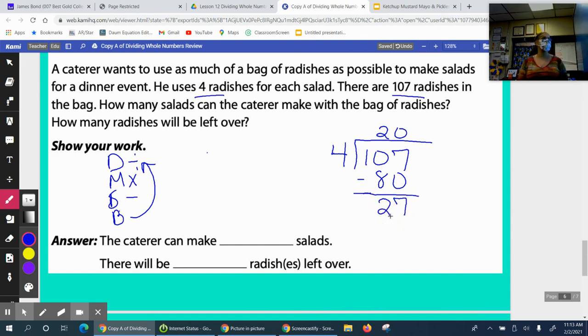Back to the beginning. I divide. How many 4s are in 27? 6. 6 times 4 is 24. I'm multiplying now. I get 24. When I subtract, I get 3. So my answer is the caterer can make 26 salads, and there will be 3 radishes left over. So the answer is 26 for me.